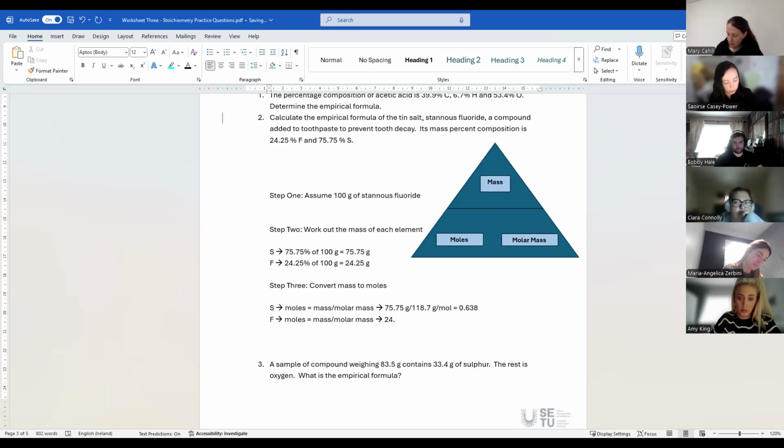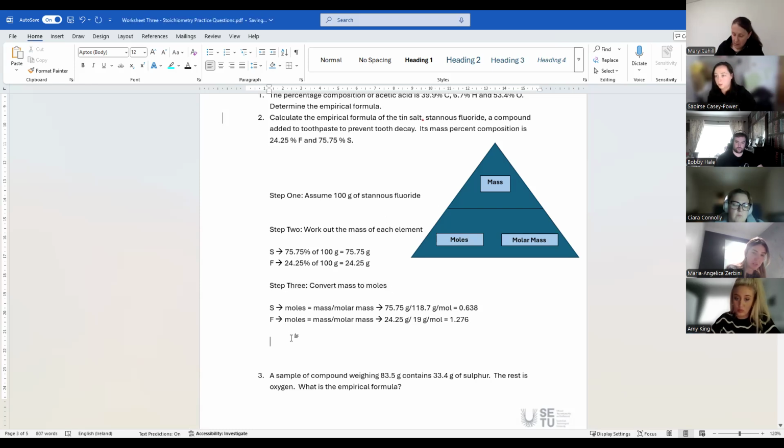Okay, so we have 24.25 grams. And our molar mass, according to our periodic table for fluorine, is 19 grams per mole. So that's 24.25 divided by our 19 grams per mole, which gives us, we'll say, 1.276. Everyone okay with that so far, yeah?